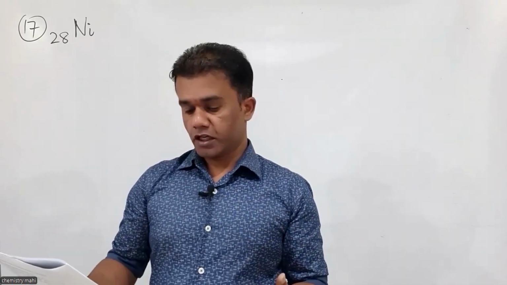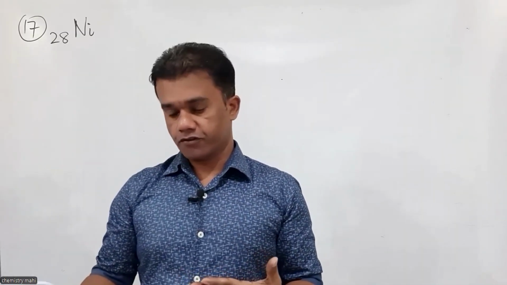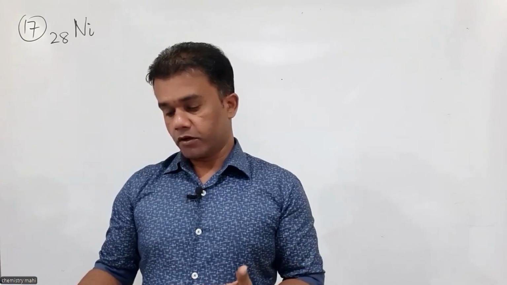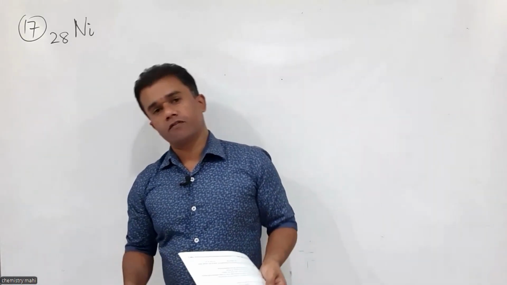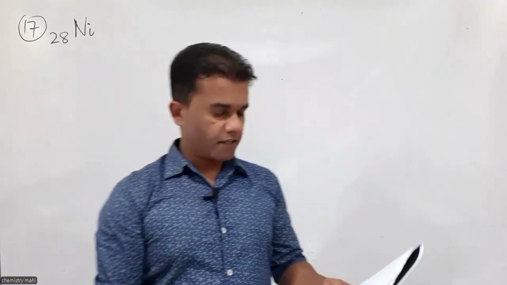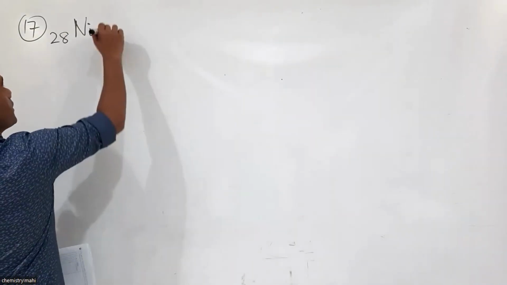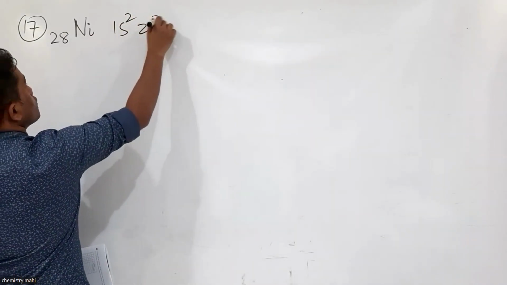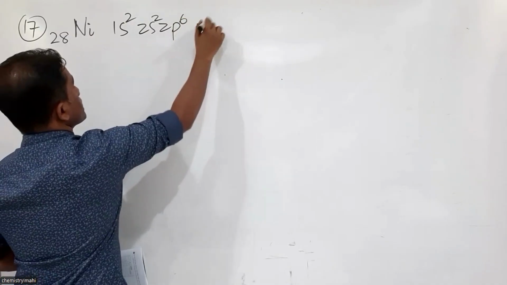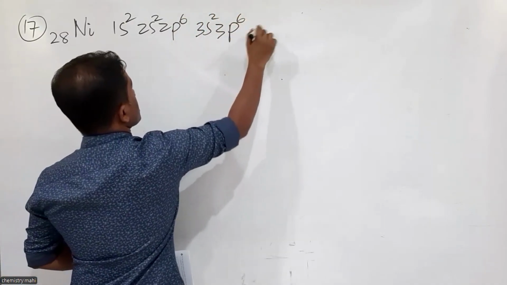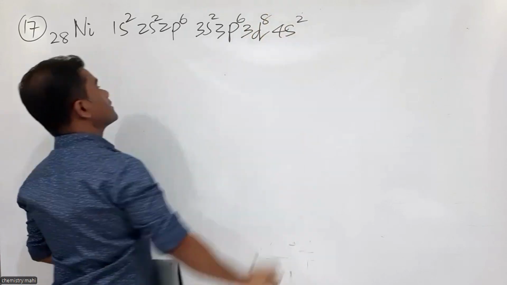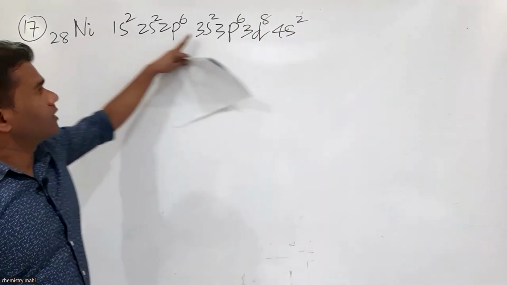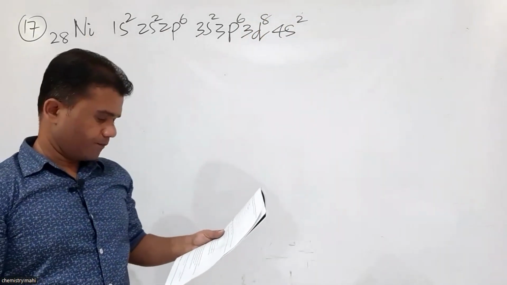But they asked the question, how many electrons occupy atomic orbitals with n equals 3? How many electrons occupy d, p, z, like that? Then to answer these types of questions, it is better to write the complete electron configuration. Then 28 means 1s2, 2s2, 2p6, 3s2, 3p6, thereafter 4s2, and then 3d8. In total, there should be 28 electrons for nickel.